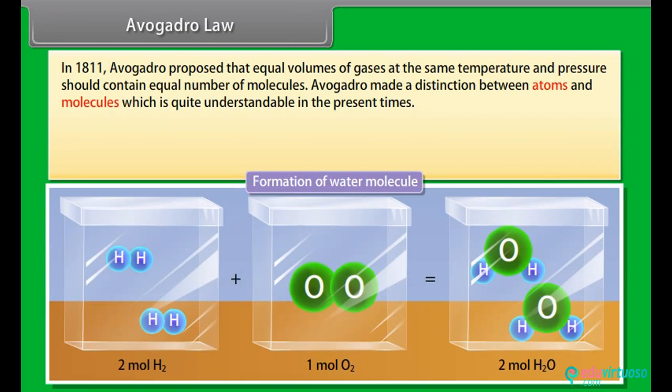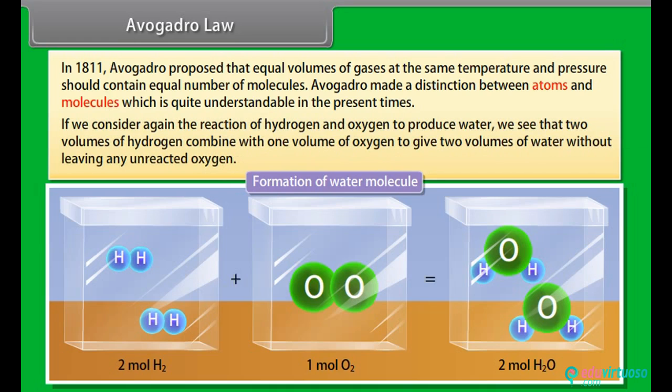Avogadro law. In 1811, Avogadro proposed that equal volumes of gases at the same temperature and pressure should contain equal number of molecules. Avogadro made a distinction between atoms and molecules, which is quite understandable in the present time. If we consider again the reaction of hydrogen and oxygen to produce water, we see that 2 volumes of hydrogen combine with 1 volume of oxygen to give 2 volumes of water without leaving any unreacted oxygen.